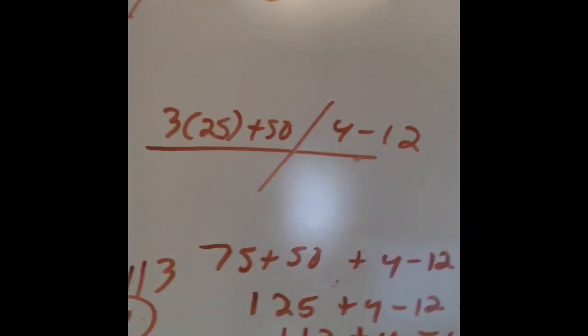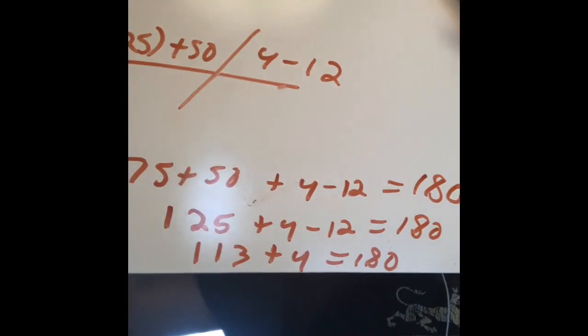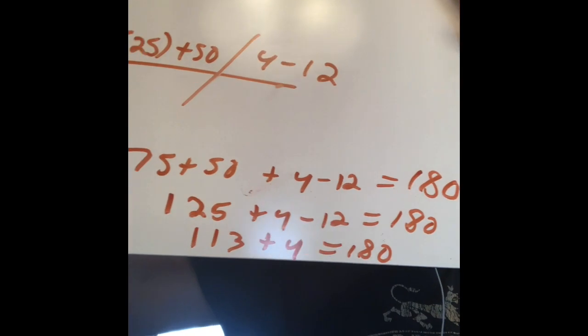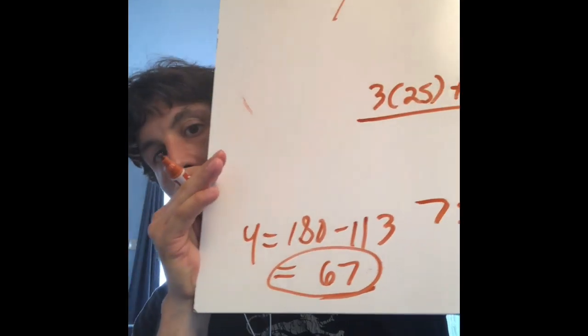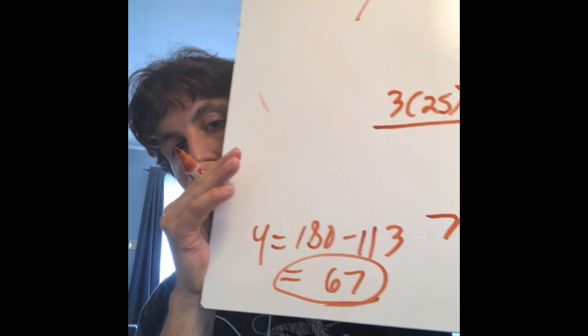So x is 25. There's the algebra. 180, moved it over, minus 113. And there's my x and my y. If I wanted to find the angles, I just sub it in. And x would be 25, y would be 67, and I can find the exact numbers. Your homework, page 385, 1 to 7.